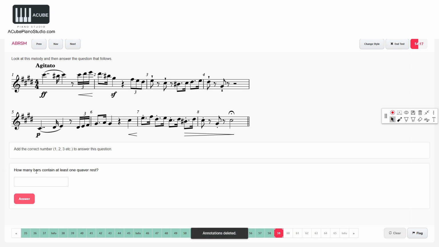Next, how many bars contain at least 1 quaver rest? So let's just look out for quaver rest. This bar here has a quaver rest. No quaver rest. This one has 2 quaver rests. So this is another bar. 2 quaver rests in this bar. Another bar with at least 1 quaver rest. This bar again has a quaver rest. And then this bar here. So there are 1, 2, 3, 4, 5 bars with at least 1 quaver rest.